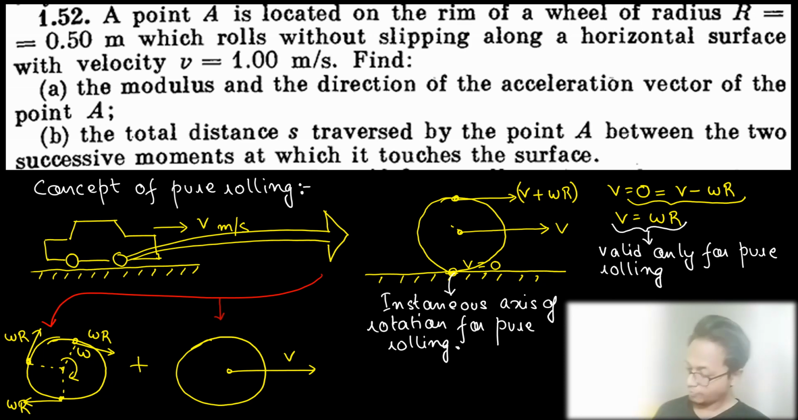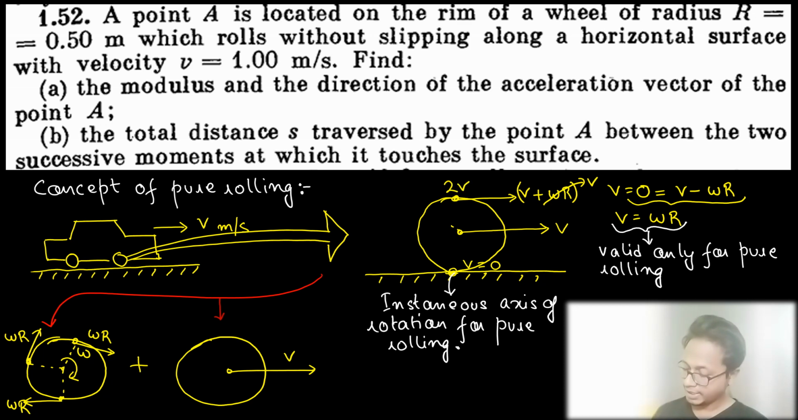For pure rolling, what are the important facts that we must remember? The point of contact does not slide or skid. The instantaneous axis of rotation is the point of contact. And v equals omega r. So v plus omega r, and omega r itself equals v for pure rolling, so this can be substituted by v. So the topmost point moves with 2v.